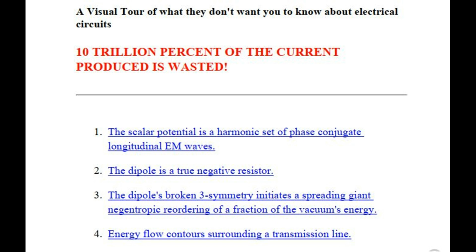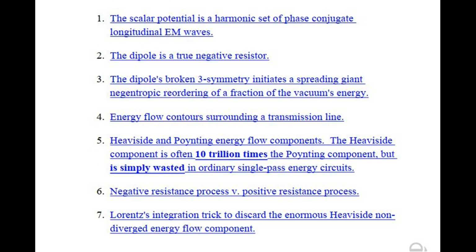Energy flow contours surrounding a transmission line, and Poynting energy flow components. The Heaviside component is often 10 trillion times the Poynting component, but is simply wasted in ordinary single-pass energy circuits. Negative resistance process and positive resistance process. Lorentz's integration trick to discard the enormous Heaviside non-diverged energy flow component.